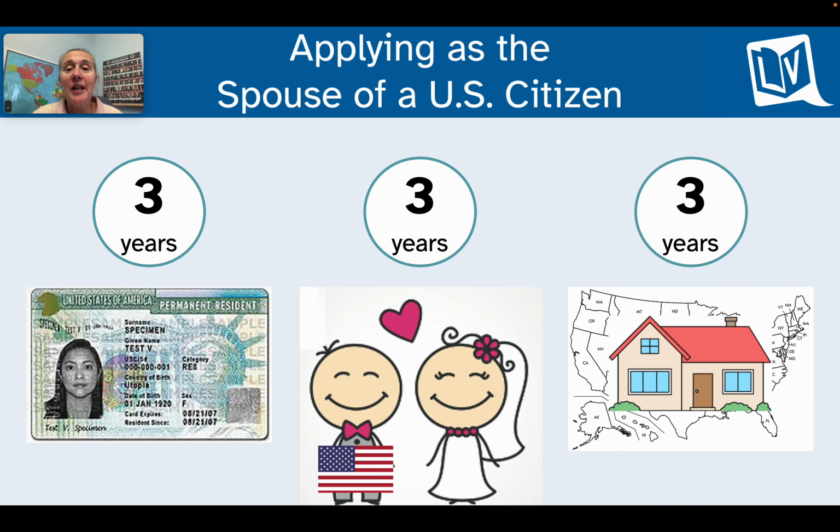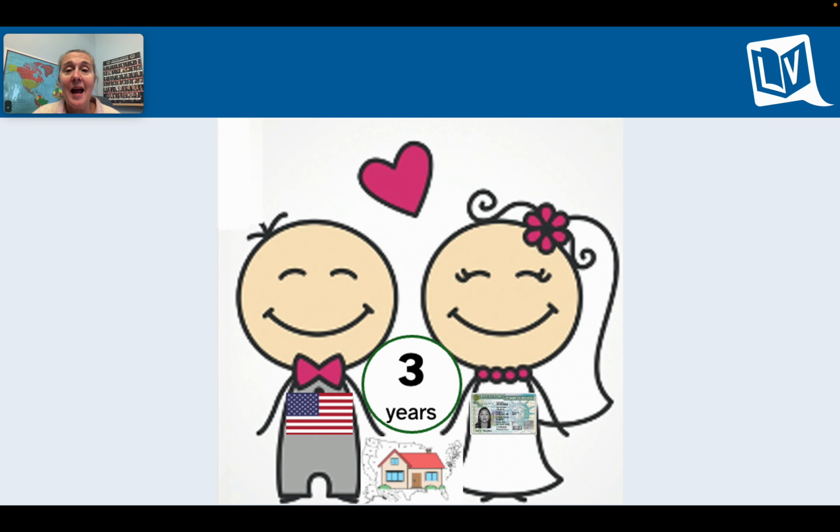If you are applying as the spouse of a U.S. citizen, you have to have your green card for 3 years. You have to be married to a U.S. citizen for 3 years. And you have to live in the United States for 3 years. If you have all of those, you can apply as the spouse of a U.S. citizen.